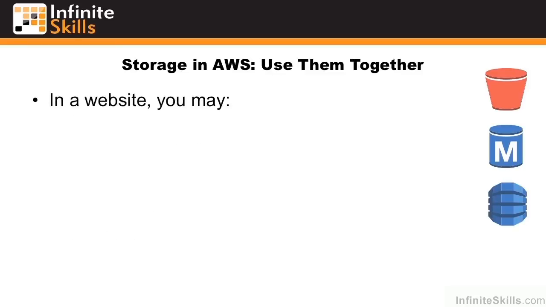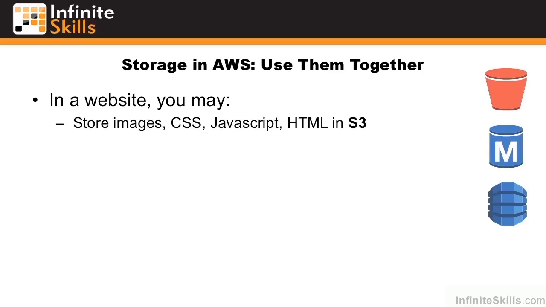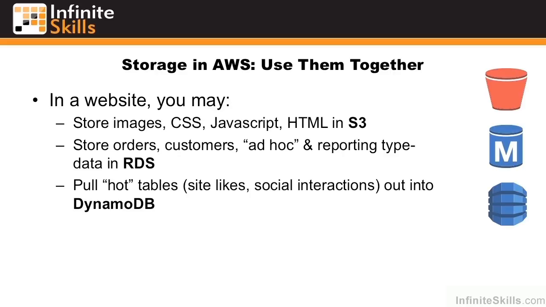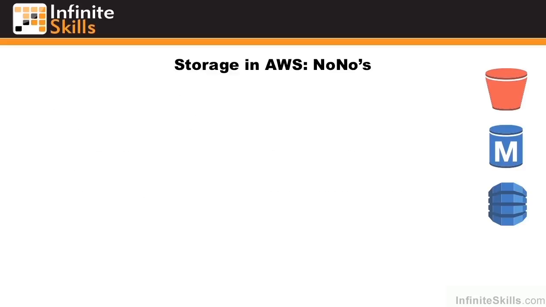There are use cases for each of these services, and you'll see that inside of a single web app, you may want to use all 3 together. For example, you may store images, CSS, JavaScript, and HTML in S3. You may want to store orders, customers, and data that you want to ad hoc query later in RDS. And you may want to pull hot tables, such as social interactions and likes, out into DynamoDB. You could then use a unique key, such as user ID, for the primary key in Dynamo.